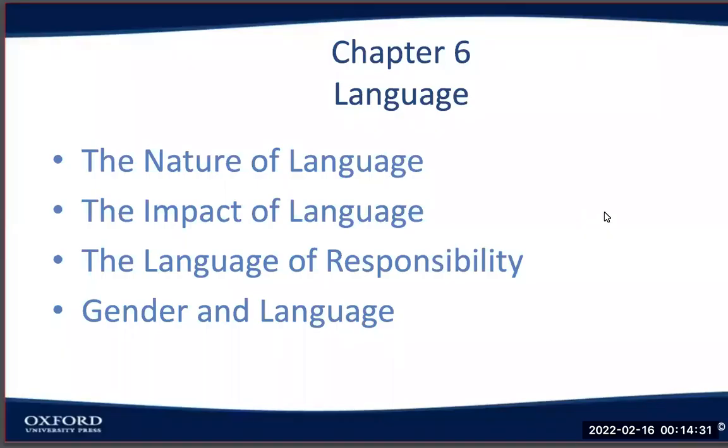Hi everyone, we are going to start chapter 6, which discusses language. And here are the concepts that we're going to cover: the nature of language, the impact of language, the language of responsibility, and then gender in language.